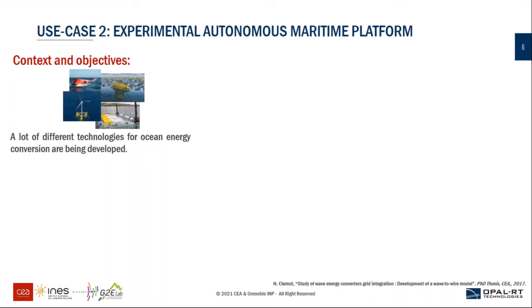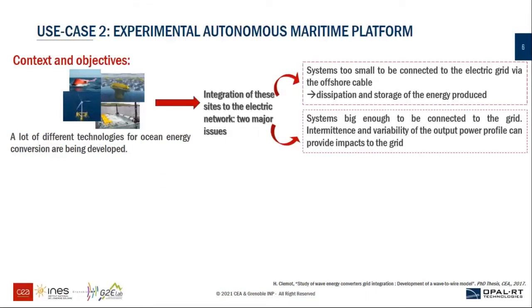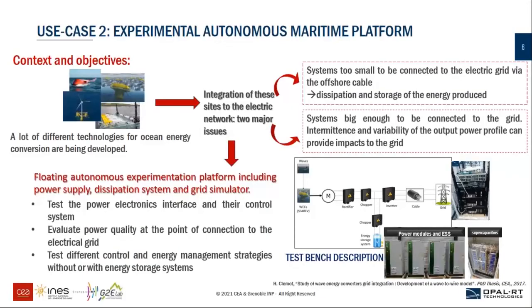Now, I would like to present an experimental autonomous maritime platform. A lot of different technologies for ocean energy conversion are being developed. The integration of these systems to the grid can provide several impacts by intermittence and variability of power output. As you can see here, the test bench for floating autonomous experimentation platforms includes power supply, dissipation system, and grid simulators in order to test different control energy management systems without or with the energy storage system.